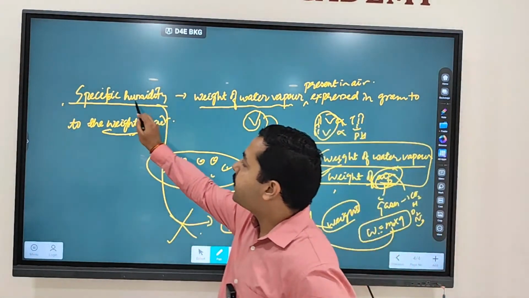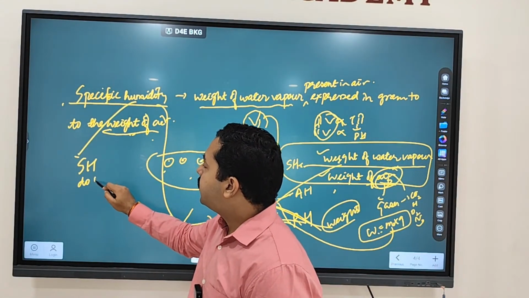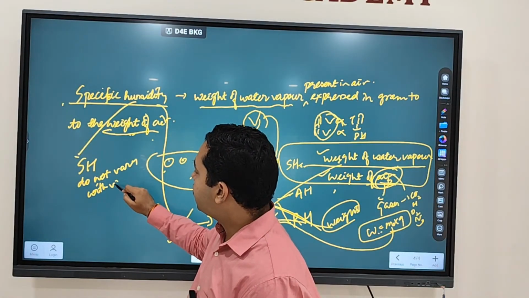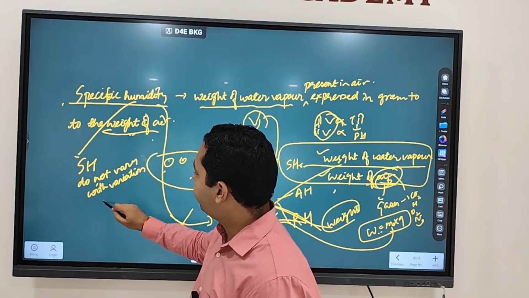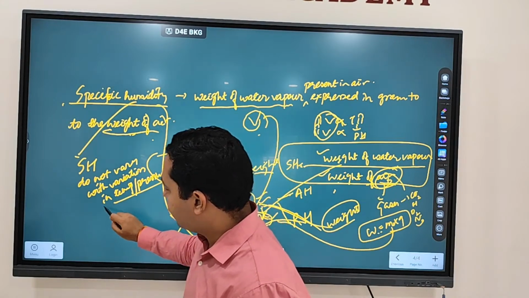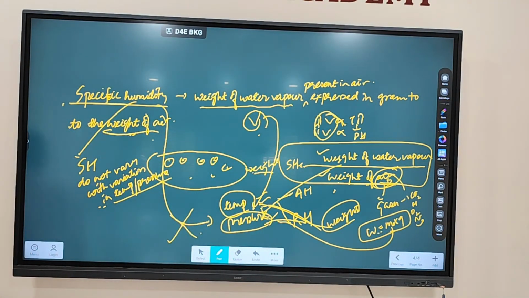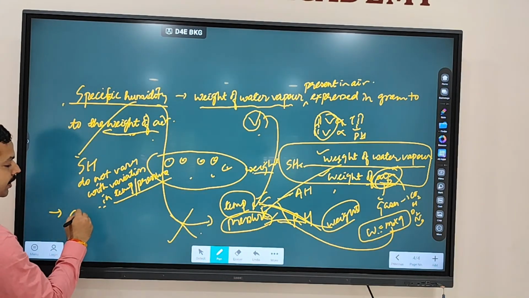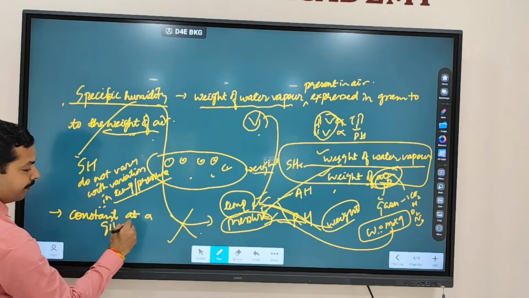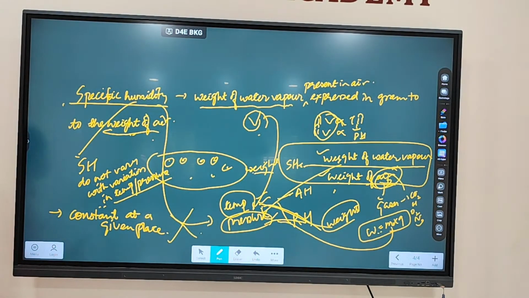That's why specific humidity does not vary with temperature or pressure. Both relative and absolute humidity are going to vary with temperature and pressure. That's why specific humidity is constant at a given place. Generally you see specific humidity is not varying, it is constant at a given place.